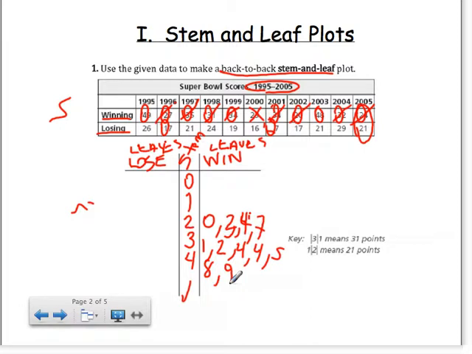As I'm hoping you see here, for all of these, I'm using the tens place as the stem and the ones place as the leaf. And then I'm putting them in order. Just to make sure I have them in order, I should have my 2 40s, my 1, 2, 3, 4 20s, and my 1, 2, 3, 4, 5 30s. And that's all the winning teams. So that's the winning side. I'd like you to stop the video here and create the leaves for the losing side on your paper. Press play when you're ready to check your answers for the losing side.